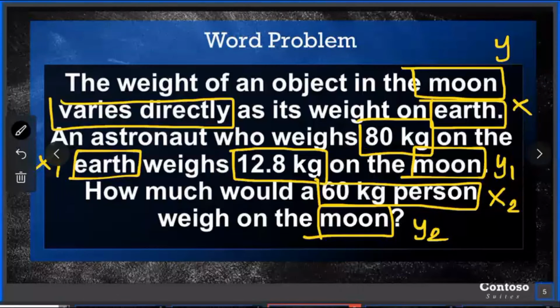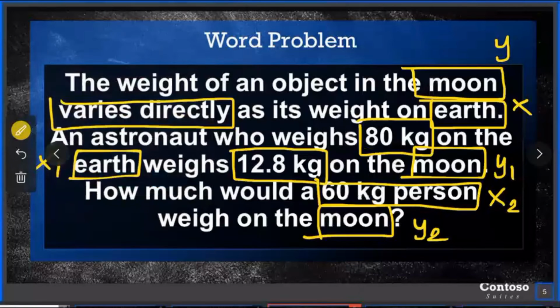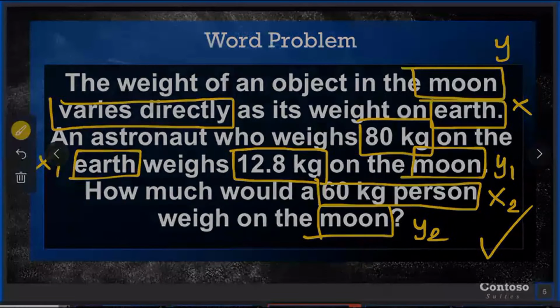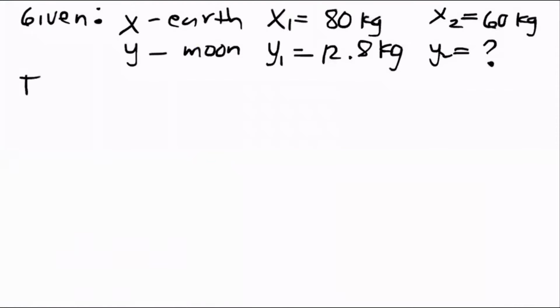So we are now done analyzing the word problem. Okay na po tayo, done. Since we already examined the entire word problem and analyzed everything, now let us go to the computation. In the computation, we are done with the given. So now let us write the formula. The formula is, same pa rin tayo, y is equivalent to kx.